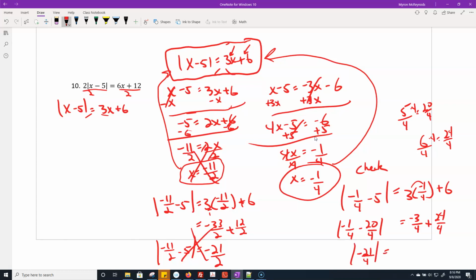Absolute value equals negative 3 plus 24 is 21 over 4. And is this a correct statement? Yes, it is, because the negative will go positive in the absolute value. So your only correct answer for number 10 is x equals negative 1 over 4.